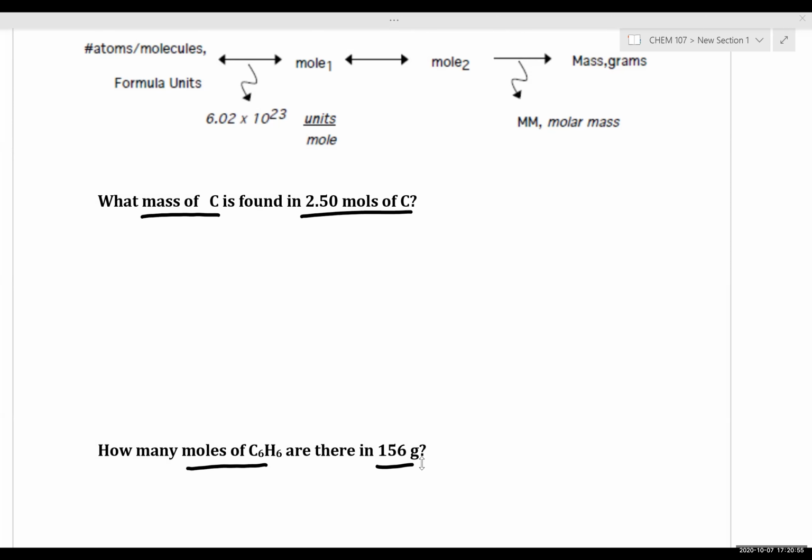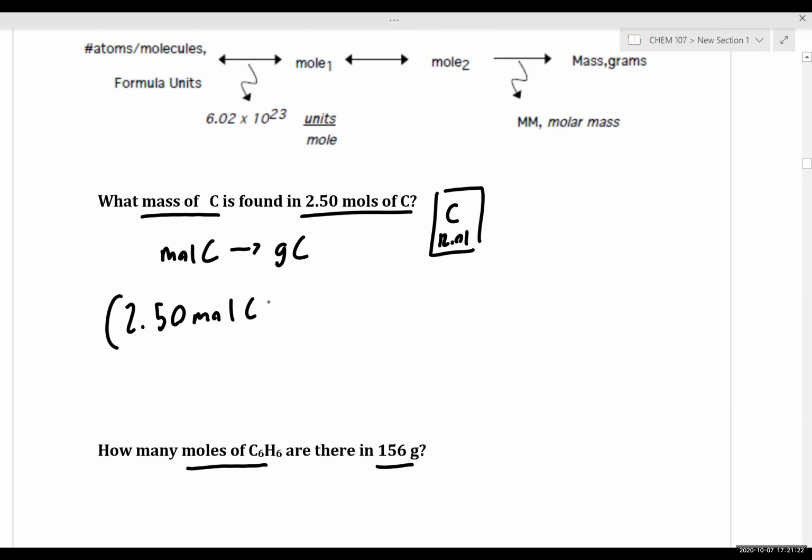So let's talk about this example. We're asked what mass of carbon is found in 2.5 moles of carbon. So let's set up our solution map. We are trying to go from the moles of carbon to the grams of carbon. We know from the periodic table, carbon has a mass of 12.01 grams per mole.